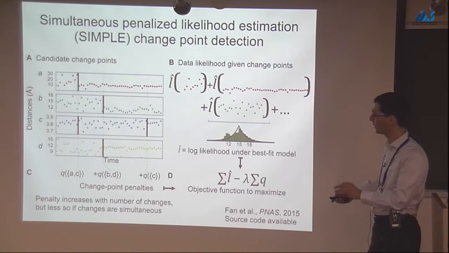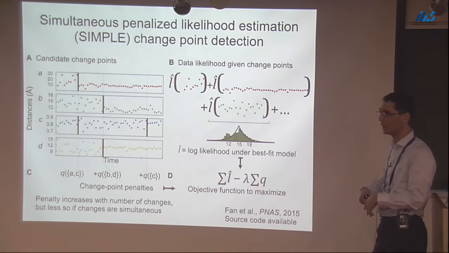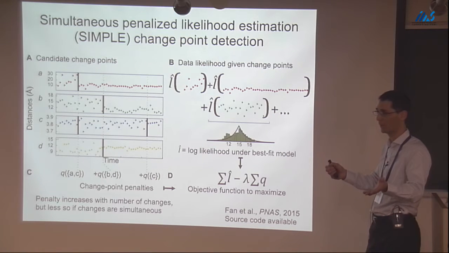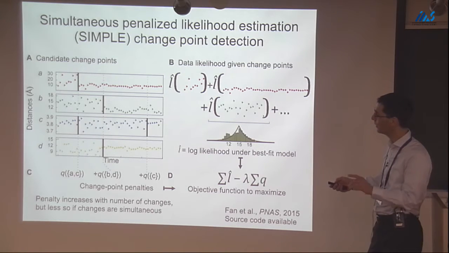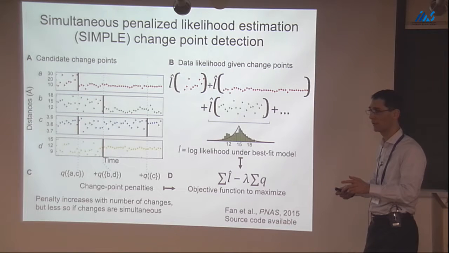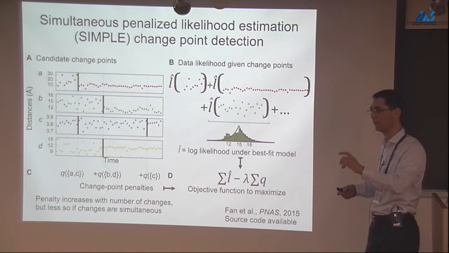The other term is a penalty function. The motivation for this penalty function is that we want to explain the data with as few change points as possible. We could get very high likelihoods if we say that there are a million change points, change points all the time. But that's not a very useful model. We want a parsimonious description of the data, so we want the number of change points to be as small as possible. So the penalty function penalizes us more when we have more change points. But we also know that when conformational changes take place, they tend to affect more than one time series simultaneously. So we're going to penalize additional change points less if they happen simultaneously than if they don't.